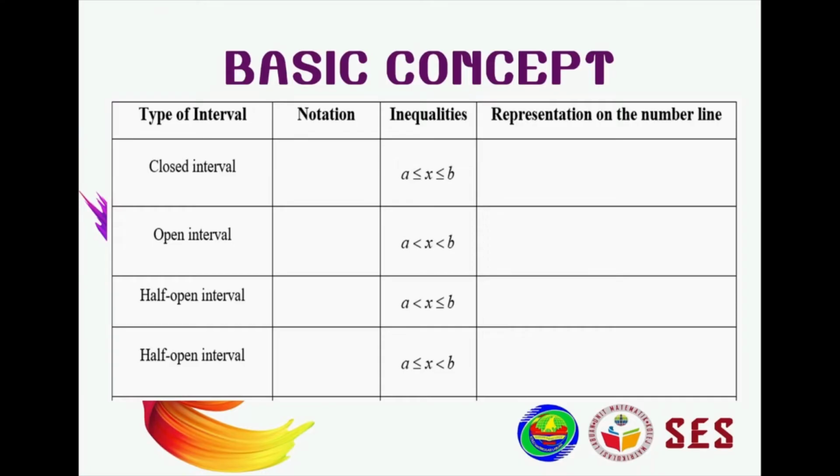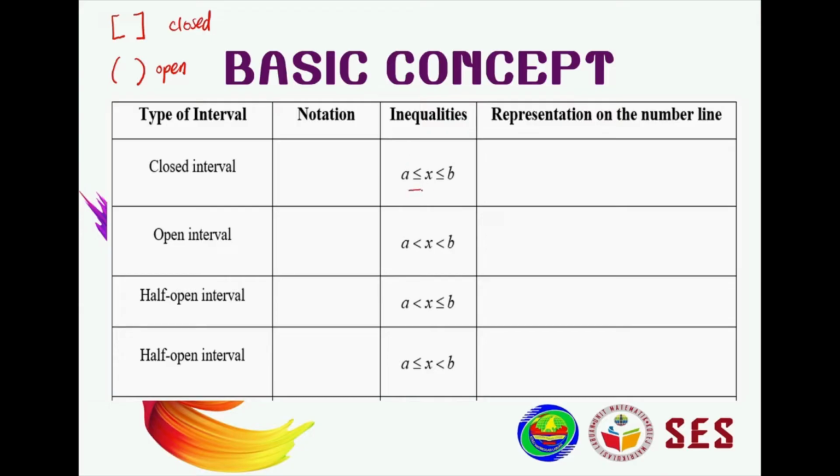Okay, so we move on to the basic concept now. There are two types of interval. It's either closed interval or open interval. For closed interval, we always use the notation or the bracket like this. So this is a closed bracket. And for open interval, we usually use an open bracket like this. This interval, either closed or open, is related to the notation, the inequalities, or the representation on the number line.